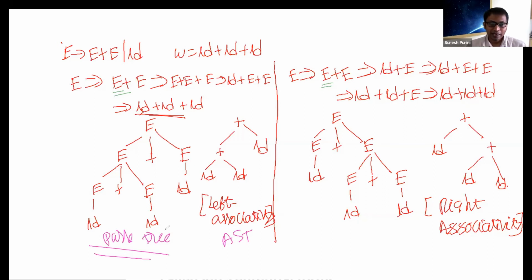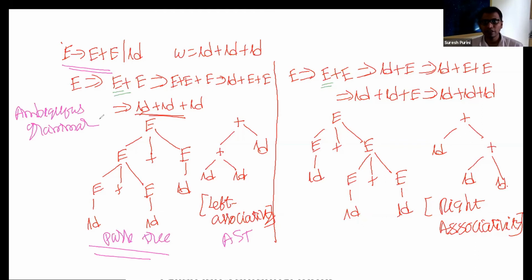Okay, so the grammar that we have right now, the grammar that we have here, is what is called an ambiguous grammar. This is an ambiguous grammar because two different parse trees are possible and two different ASTs are possible. So two different ways of interpreting the input program are possible. So this is not desirable. Okay. So we will see how to fix this. But before we see how to fix this, we have to define this notion of ambiguity.